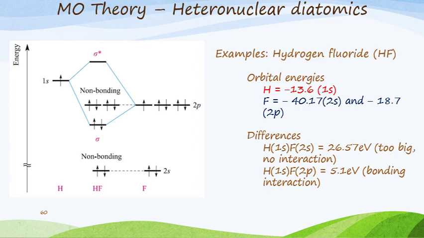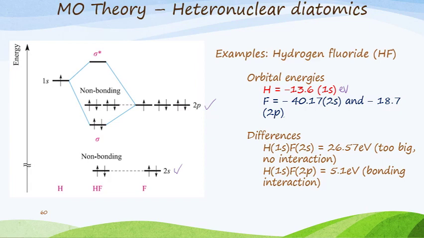Okay, so for example, now let's have a look at hydrogen. Hydrogen has only one orbital that we're aware of, and that's the 1s orbital. And therefore, the orbital energy of the 1s orbital is listed as minus 13.6 electron volts. There are no units here, but remember it is electron volts. You can go back to the table and check. And then you will see with fluorine, for the atomic orbitals, we've got a 2s and a 2p. So the orbital energy for the 2s is minus 40.17 electron volts, and the 2p is minus 18.7 electron volts.